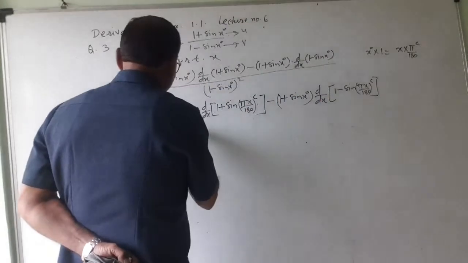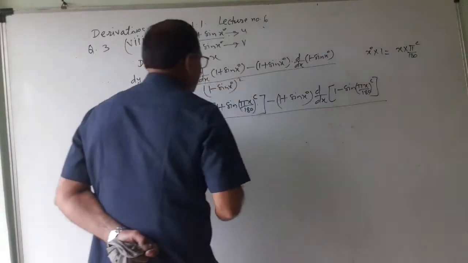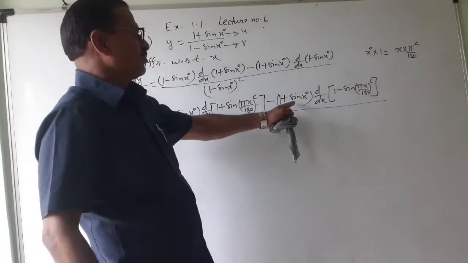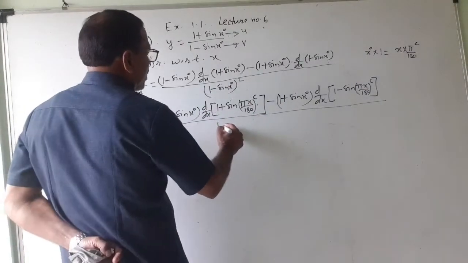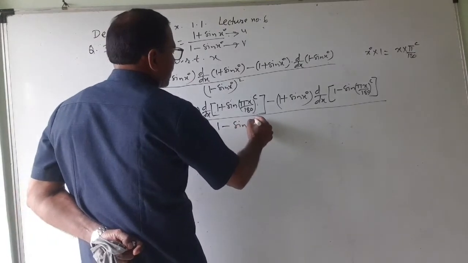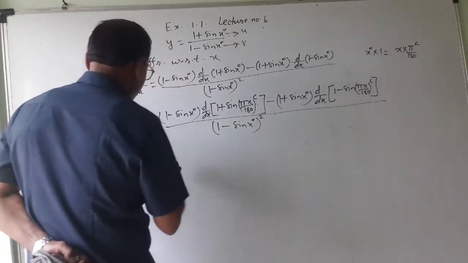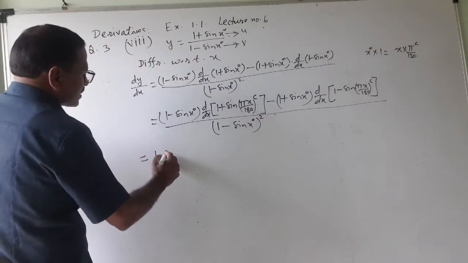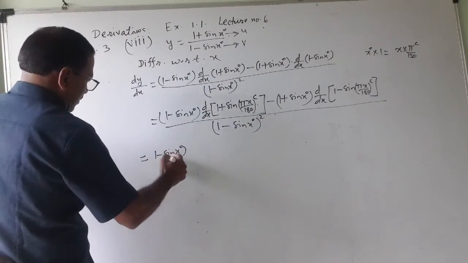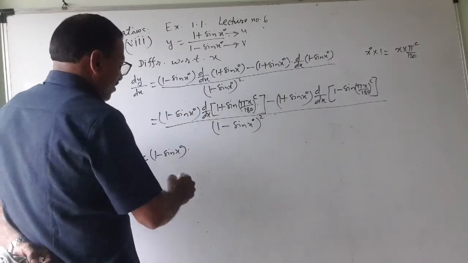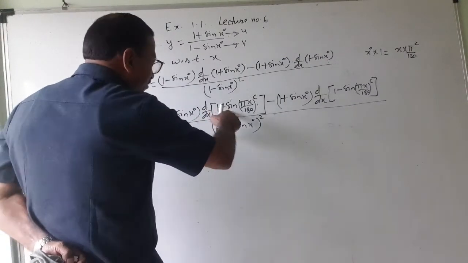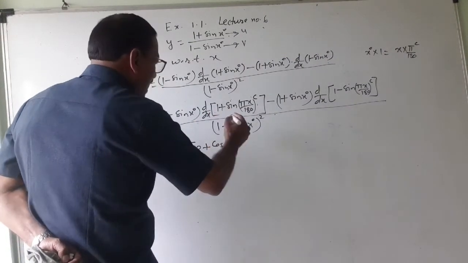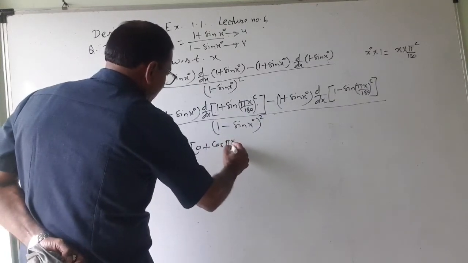Now I can take the derivative. The terms which I want to be derived, those terms I will convert into the radian. (1 minus sine of x degree) bracket square. That is equal to (1 minus sine of x degree) into the derivative. Derivative of this one is 0 plus derivative of sine is cos, angle is pi x upon 180.